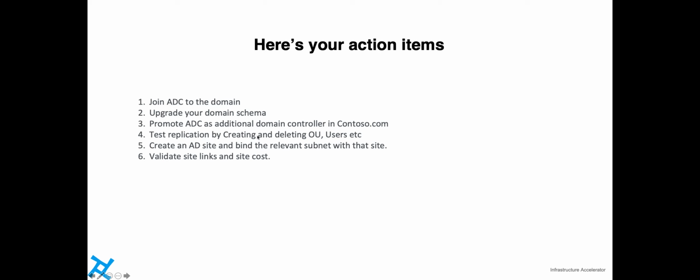So we tested replication by deleting and creating OUs. You can create an AD site, bind the relevant subnet with that site like I did, and validate the site link and site cost. So just have a look at these things, and I hope it gives you some more perspective now about Active Directory.